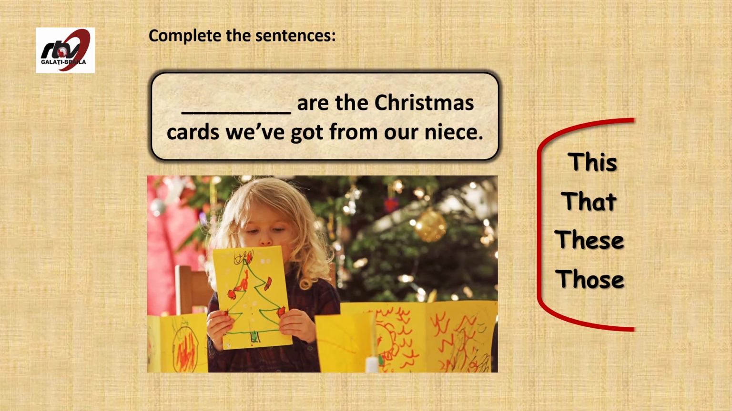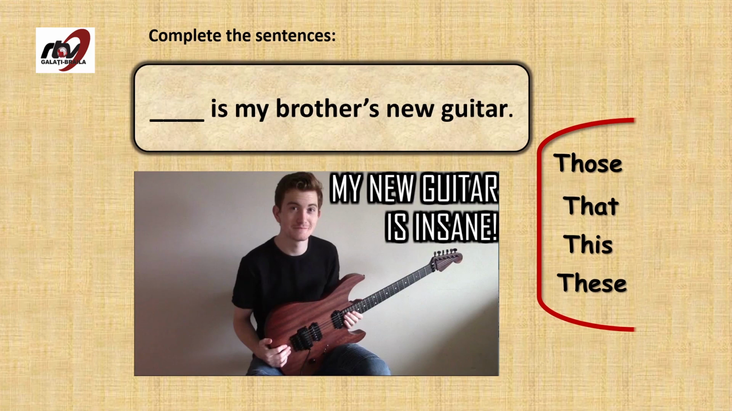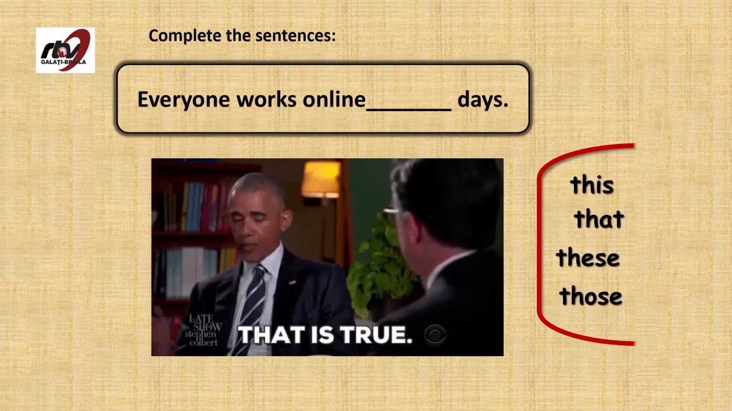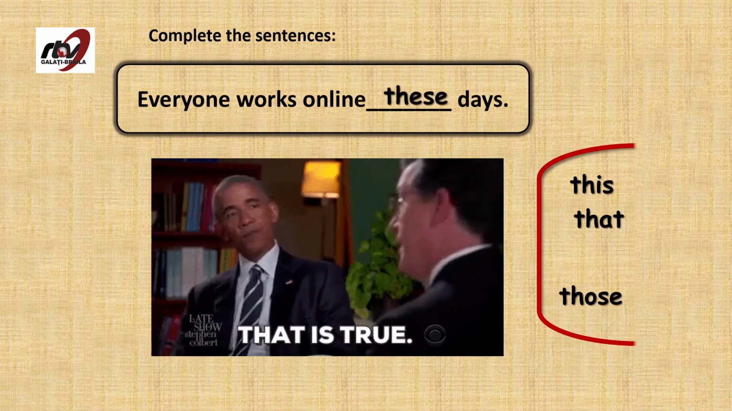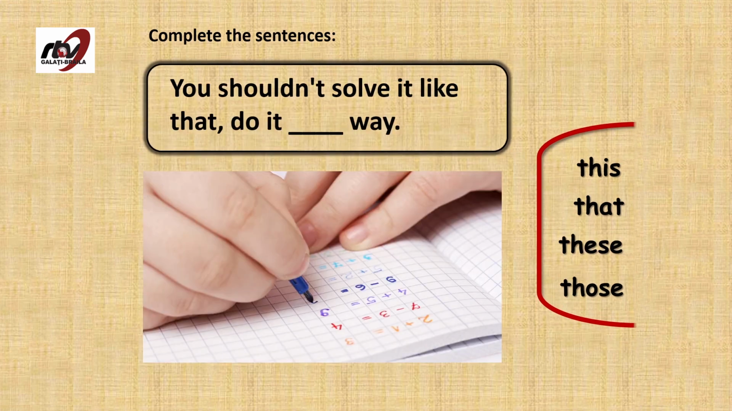Let's practice. Take a look at the picture and decide. These are the Christmas cards we've got from our niece. This is my brother's new guitar. Everyone works online these days. Okay. You shouldn't solve it like that. Do it this way.